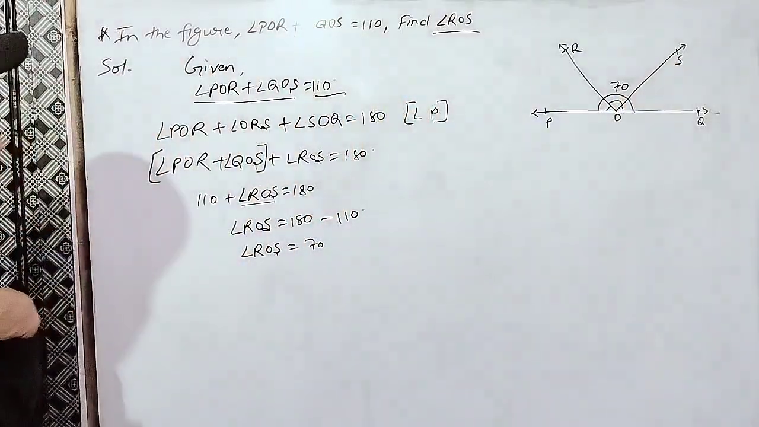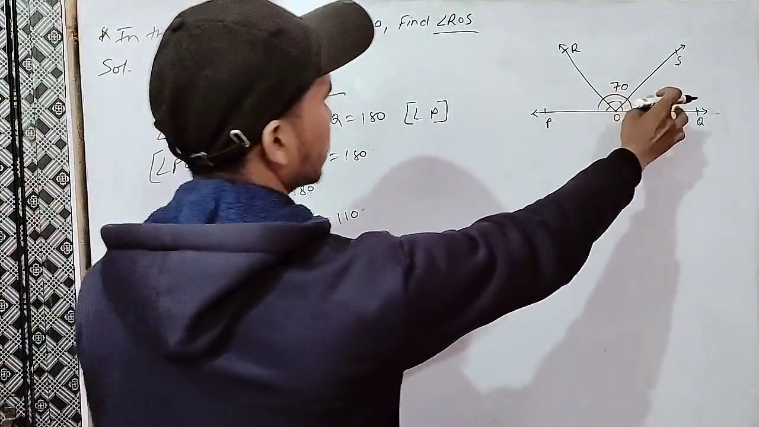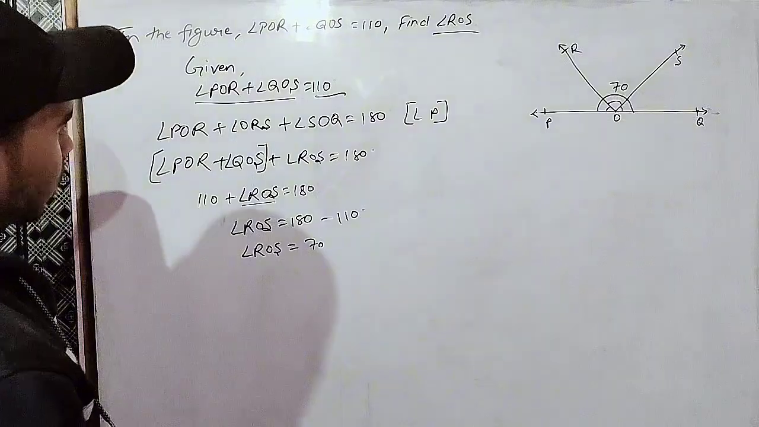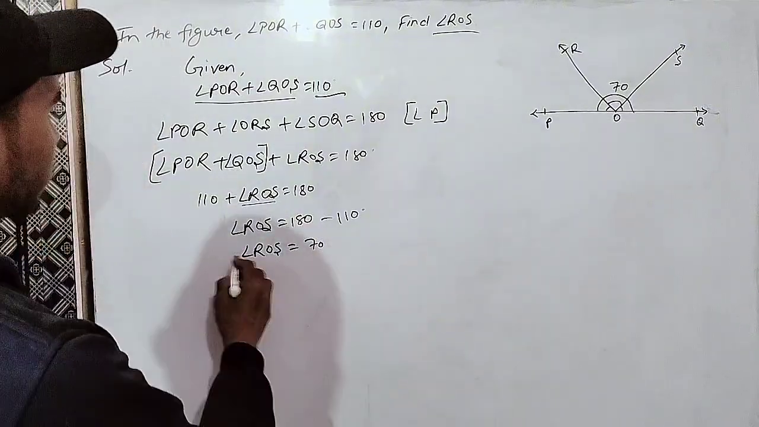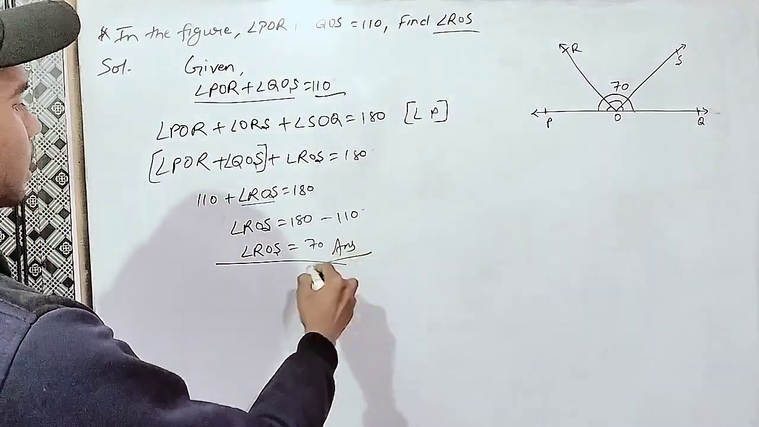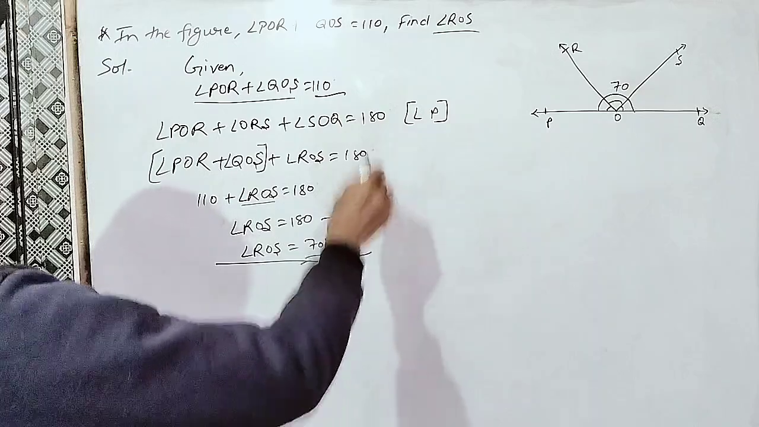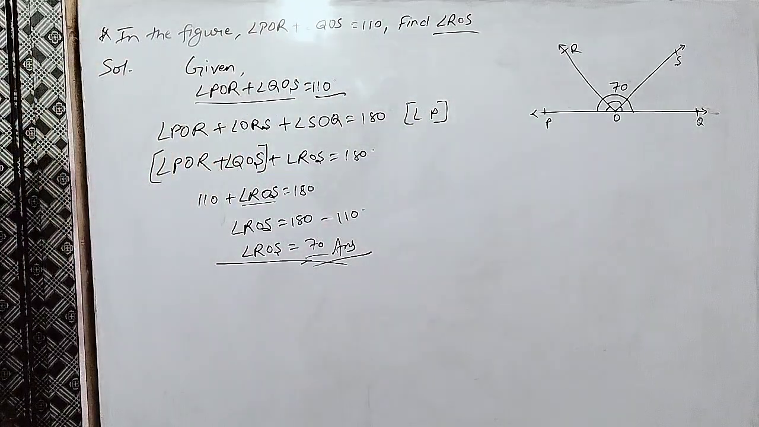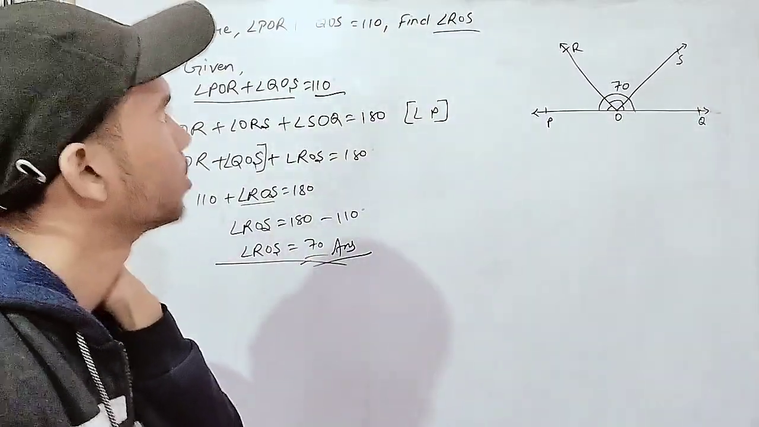70 degrees. The value of this is how much? 110 degrees. Clear? This is the answer, and this is what the question was saying: find the value of this. Clear?